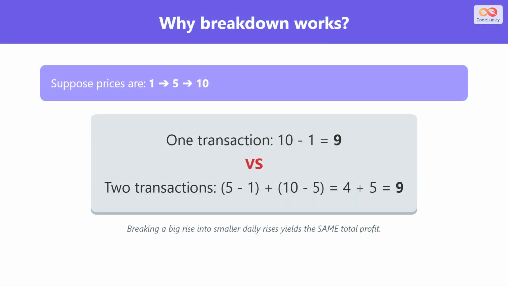You might wonder, does buying and selling every day actually equal the maximum profit? Yes. Consider a price rising from 1 to 5 to 10. One transaction gives you $9. Two smaller transactions, 1 to 5 and 5 to 10, also sum up to $9. Breaking a large rise into smaller steps yields the exact same result.